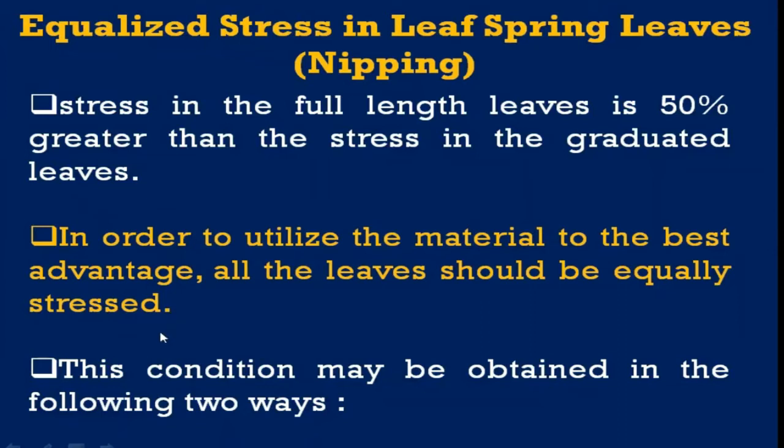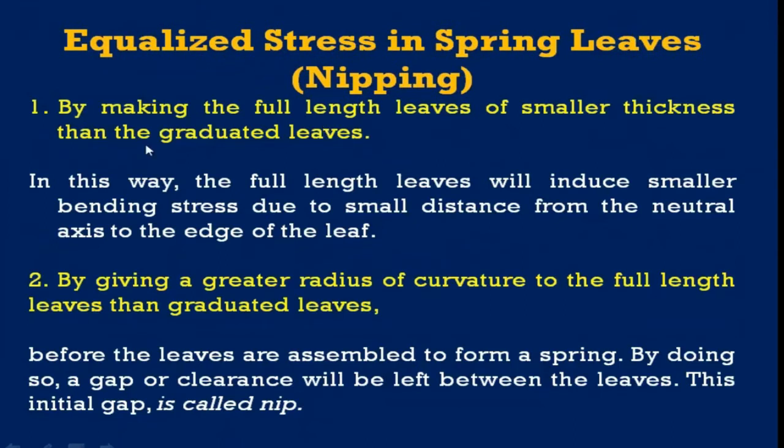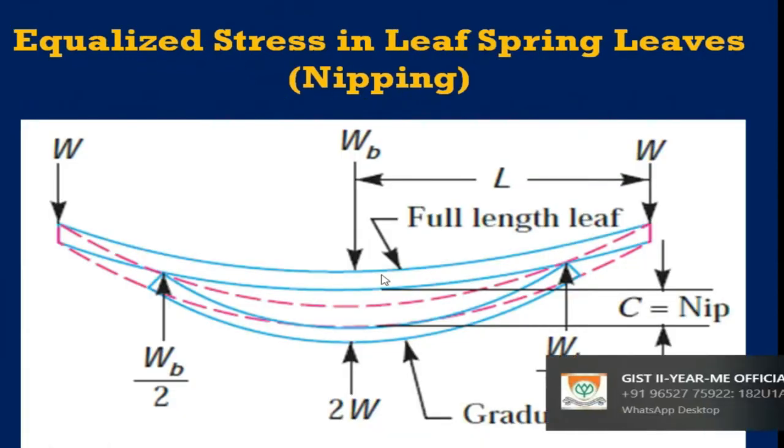This condition will be fulfilled by two methods. One is by taking different thickness values for full length leaves and graduated leaves separately. And the second one is by giving a greater radius of curvature to the full length leaves than that of graduated leaves. When the leaves are assembled to form a spring, a gap or clearance will be left between the leaves. This initial gap is called a nip. So that's what we have discussed till now.